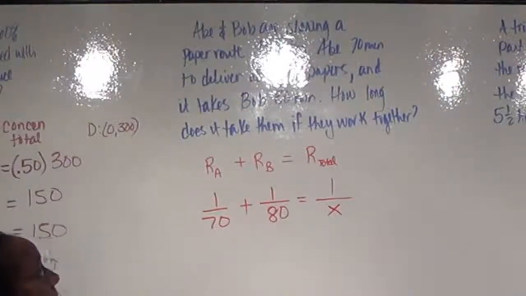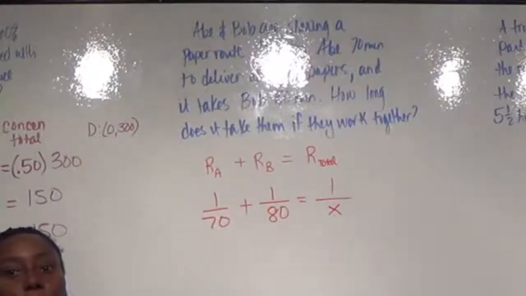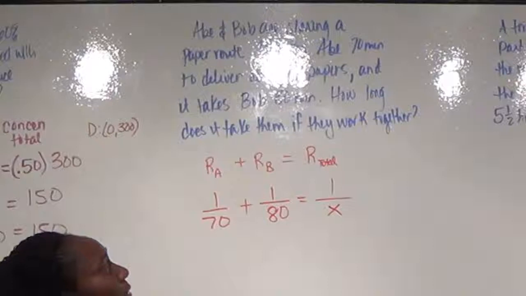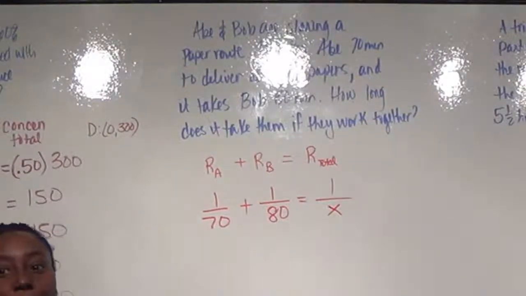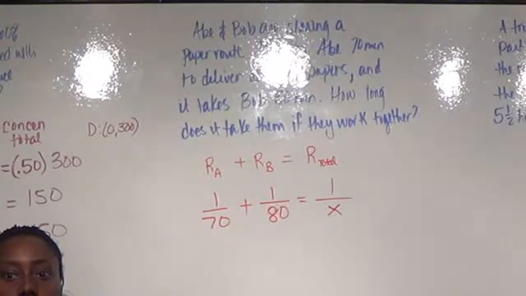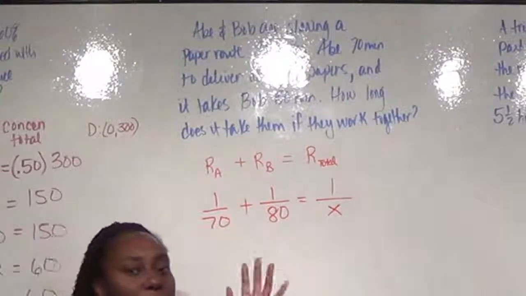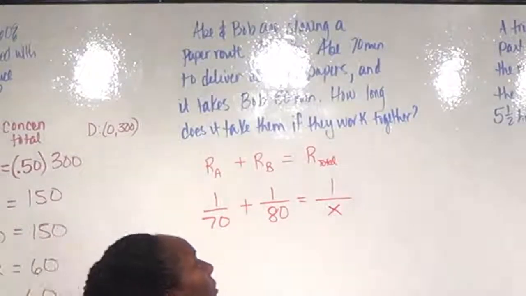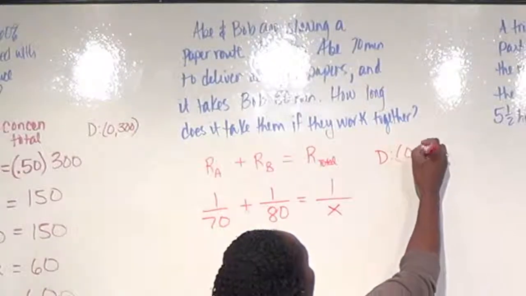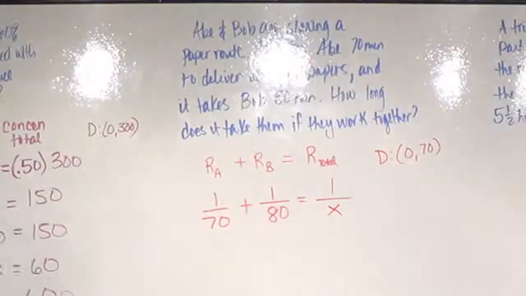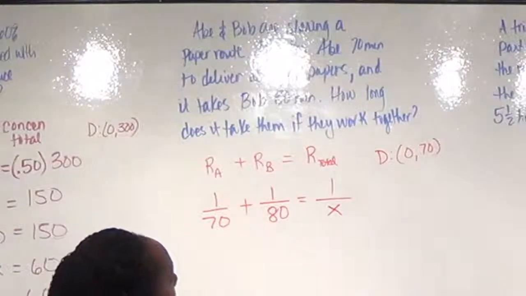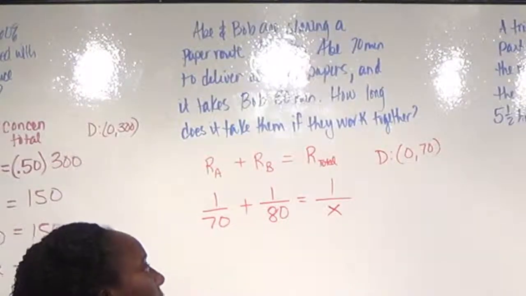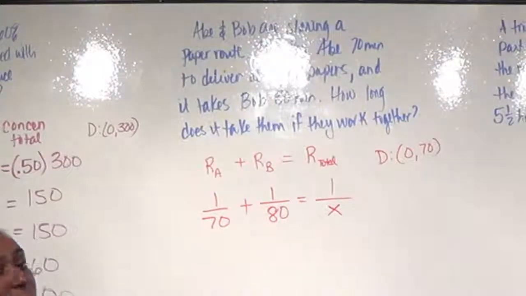What's our domain? Okay. Well, if we look at this one, first off, again, x can't be negative. We're not going to go back in time for them to finish their paper out. And it shouldn't take longer than the slowest person by themselves, right? If I take 70 minutes to do a job, if I'm working with someone else, it should take me less than that. Okay? So here, our domain is going to be 0 to 70. It should be less than 70. We don't know that it's going to be exactly half or fourth or whatever, but we know it can't be more than 70, because if it takes them longer to work together, they should just work individually.